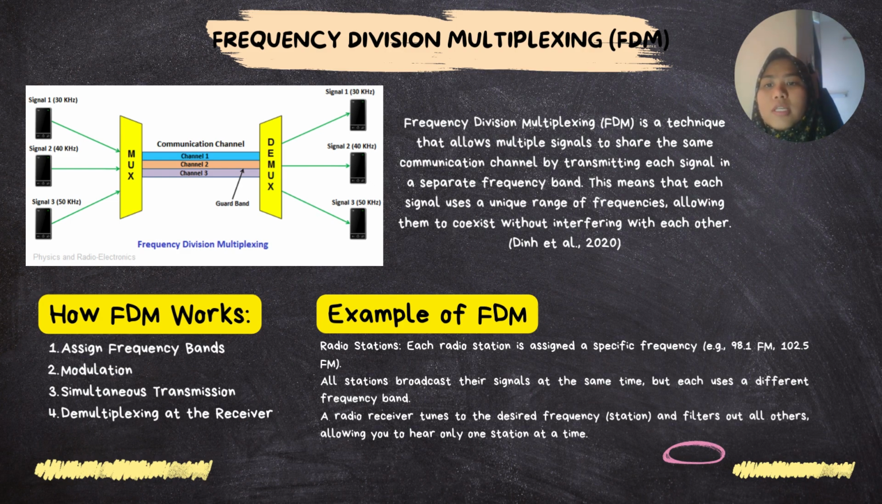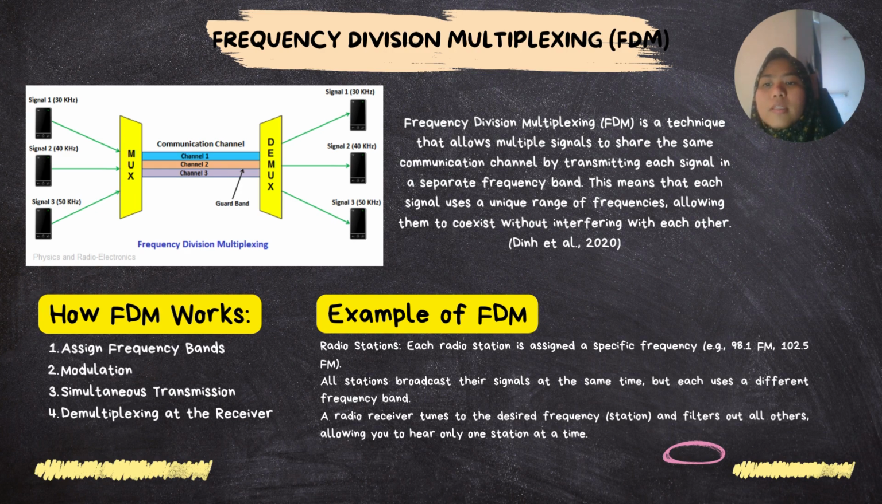Second, modulation. Each signal is modulated with its assigned frequency. This means each signal is shifted to its specific frequency band before transmission. And then simultaneous transmission. All signals are transmitted at the same time but on different frequency bands, allowing them to coexist without interfering with each other.